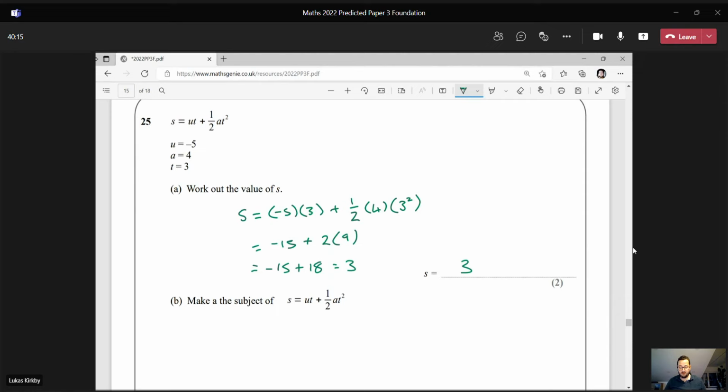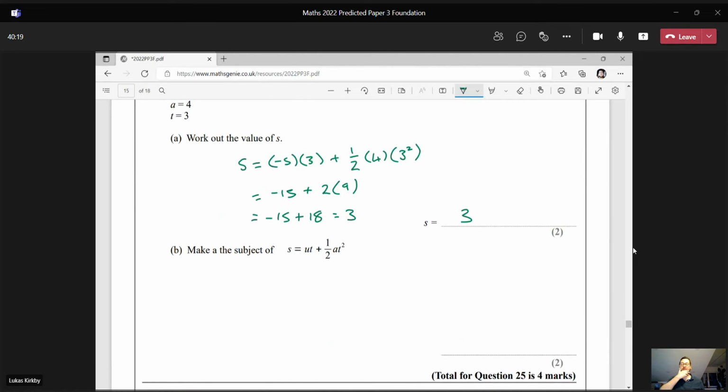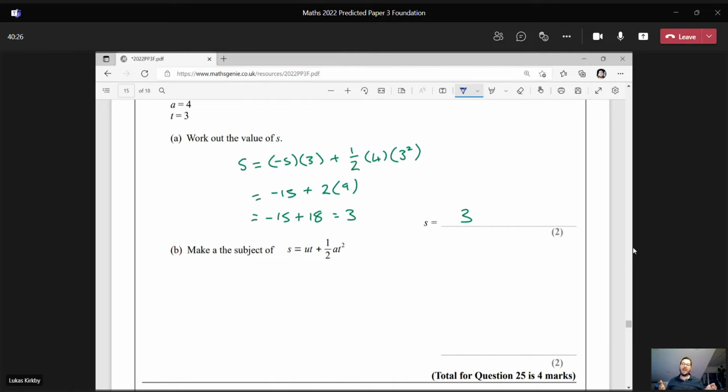Okay. Now we want to make A the subject of S equals UT plus half of AT squared. Now the first thing I'm going to do is a really simple step, but it can make it a lot easier, is we want A on the left hand side. So without actually changing anything, I'm just going to swap these sides. So instead of S equals all of this, I'm going to have all of this equals S. So I've done nothing there, I've just put them on different sides, just so we've got A on the left.